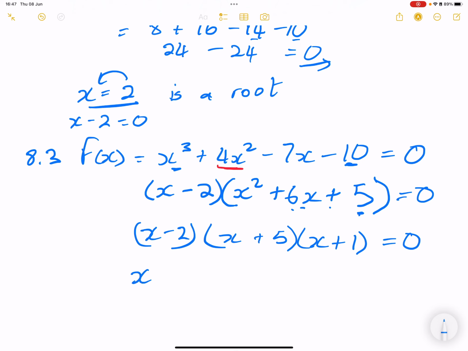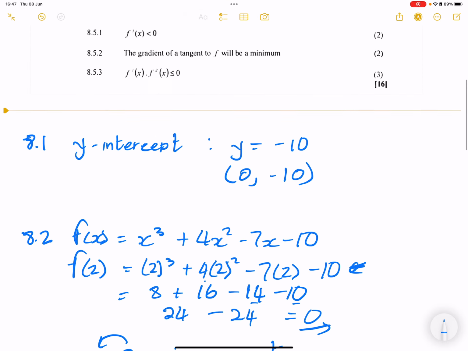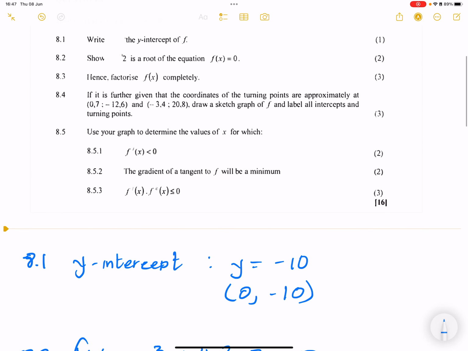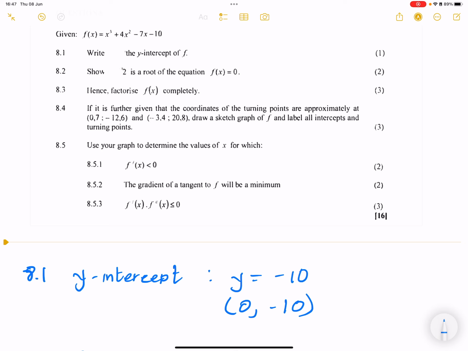And so we know that x is equal to 2, or x is negative 5, or x is negative 1. Right, so those are all our roots. They said hence factorize it further. Right, ladies and gents, next one, 8.4.